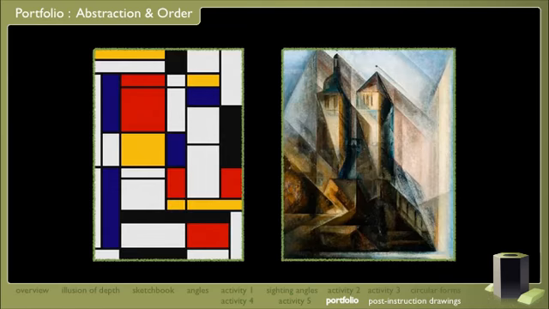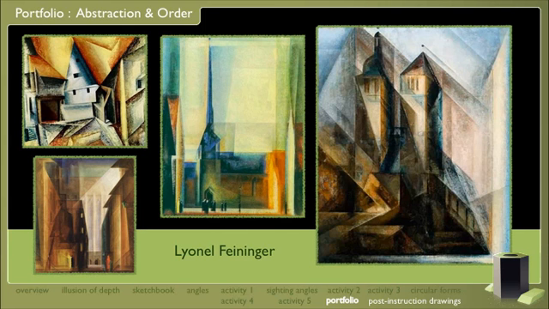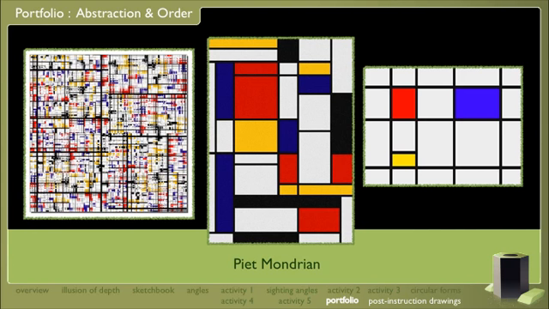Before starting, look at the work of Lionel Feininger and Piet Mondrian. Feininger used the angles of buildings by extending them to create a flat yet dynamic picture plane. Mondrian reduced the elements of the cityscape to their basic essence, only using variations on the vertical and horizontal accents in the composition to give a pure state of proportion, which creates a sense of harmony.